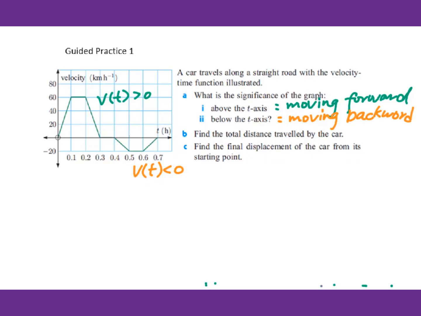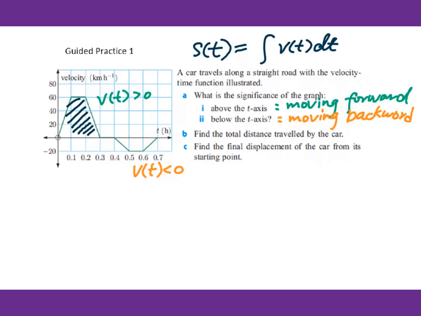For B, find the total distance traveled by the car. As we know, the displacement function equals the integral of velocity. In other words, the area of this region will be the displacement. The area for this part you will get the displacement, but this displacement will be negative, and this displacement is positive.